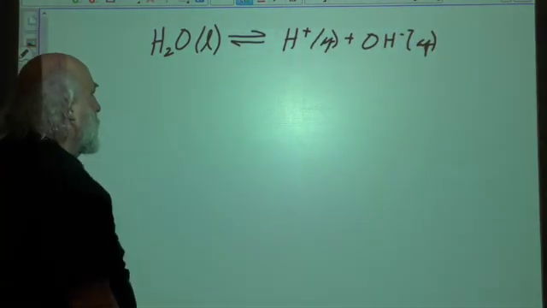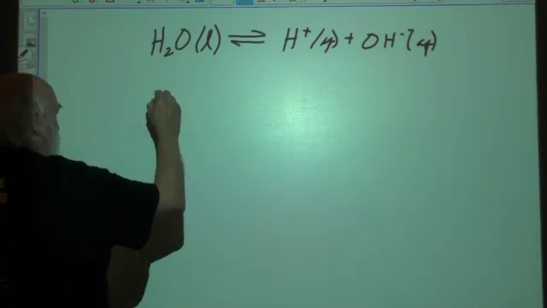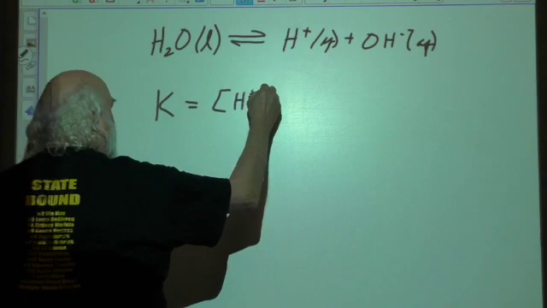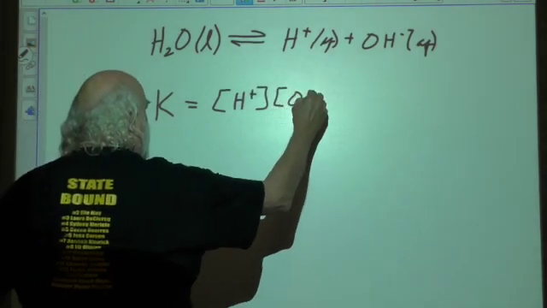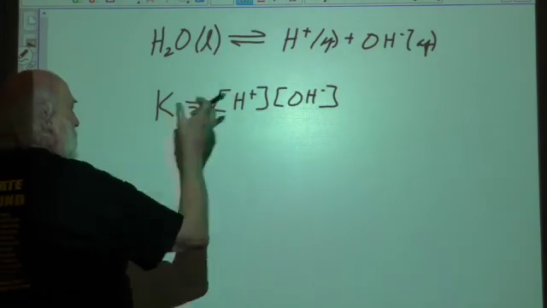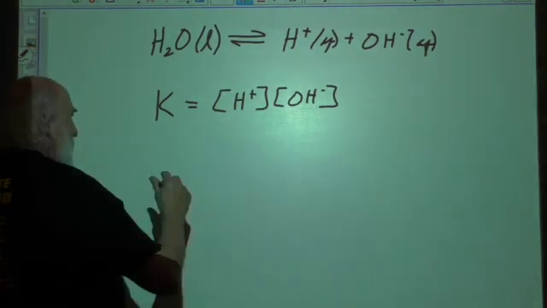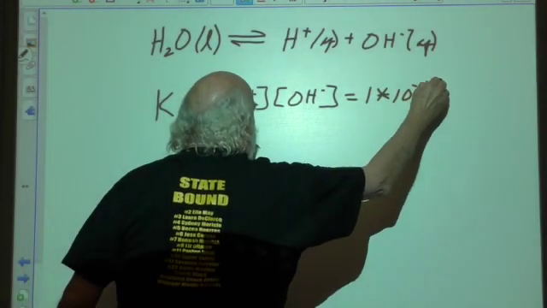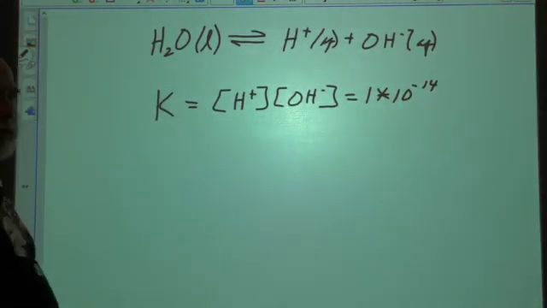Okay? So that means there's a K value for this. K is equal to concentration of hydrogen times the concentration of hydroxide. But we don't put water there because that's a liquid. So that's all we can have in there. And like I said, Arrhenius found this value to be 1 times 10 to the negative 14. Okay?